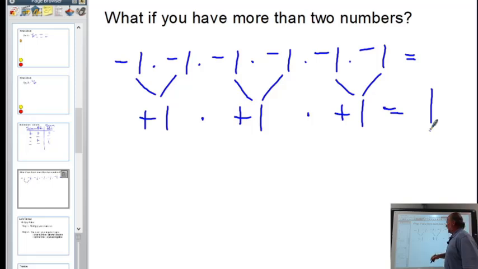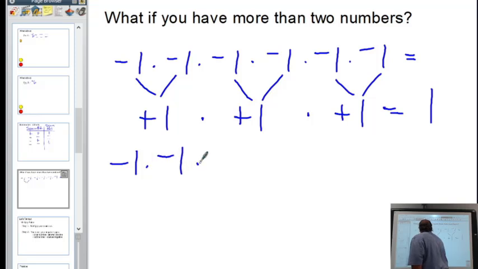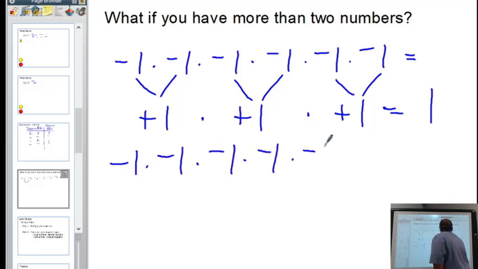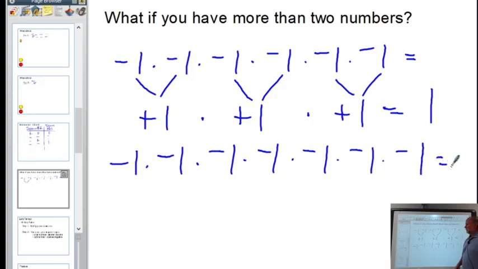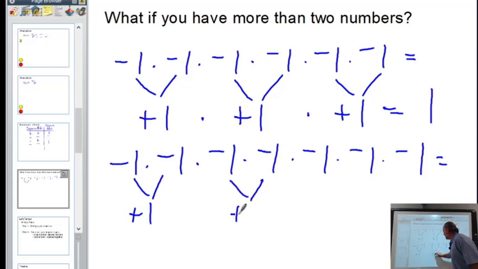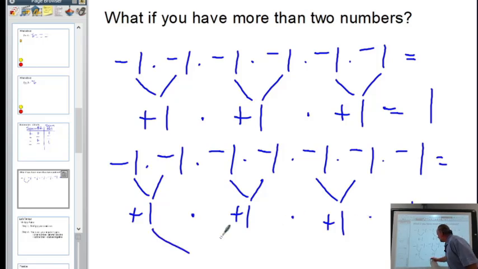Well, let's look at one more real quick. What if I gave you negative 1 times negative 1 times negative 1 times negative 1 times negative 1 times negative 1 times negative 1? I added one more 1 to it. Well, again, these two give me a positive 1. These two give me a positive 1. These two give me a positive 1. And then this one is our negative 1. So now, if I were to multiply those together, these two give me a positive 1. But these two give me a what? They give me a negative 1. Thus, my final answer is negative 1.